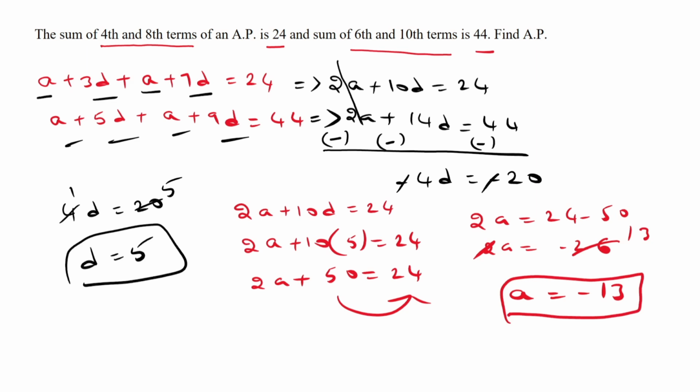Then he's asking us to write the arithmetic progression. Okay, so what we will do is write the first term, that is minus 13. Keep on adding the common difference now. Minus 13, here the common difference we got as 5, right? So minus 13 plus 5 is minus 8. Minus 8 plus 5, minus 3. Minus 3 plus 5 is 2, and so on.